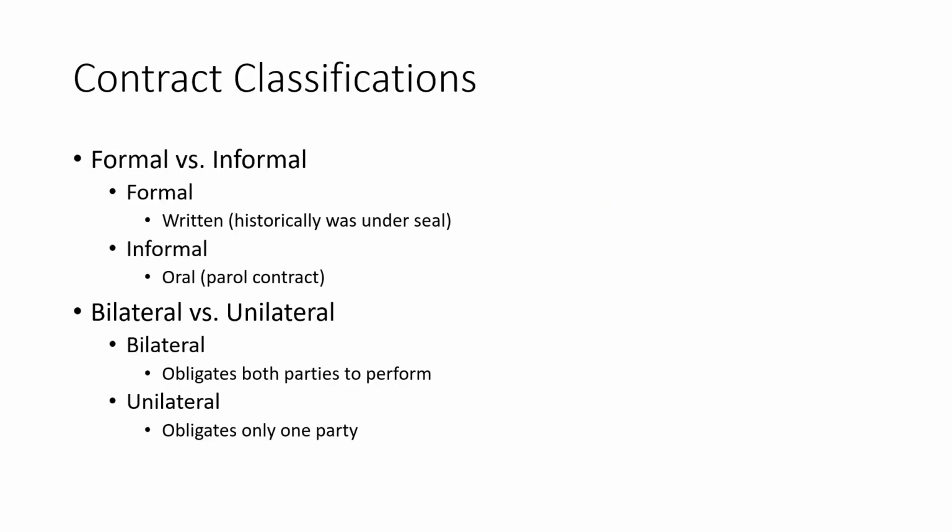We have a formal contract, which is historically written with a seal in the old days, but basically if it's on a formal piece of paper, then that's a formal contract. If it's an oral contract, then it's an informal one. On a contract where both parties have to perform, that's a bilateral contract. If only one party has to perform, but the other has the option to perform or not to perform, then that is a unilateral contract.